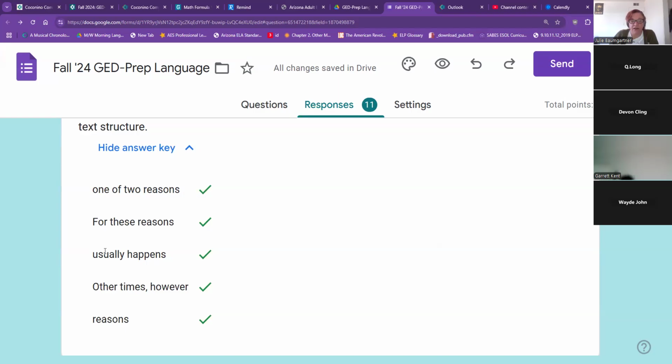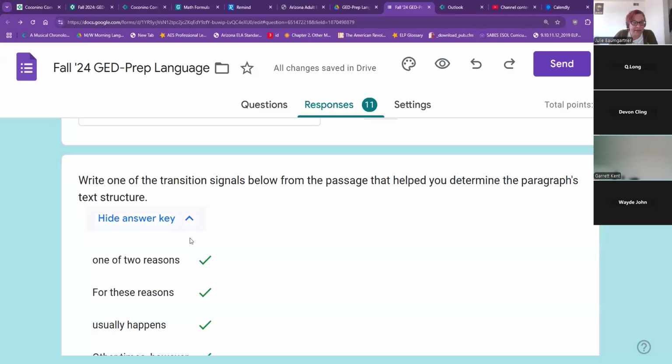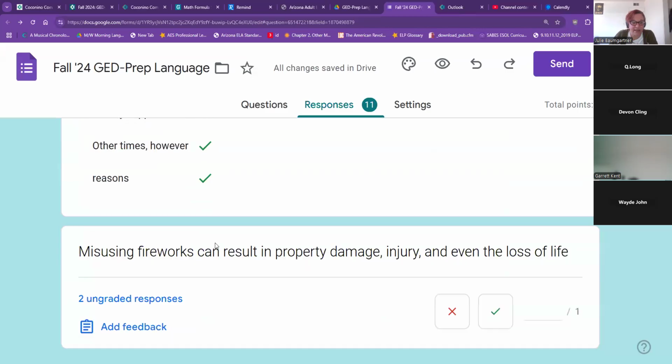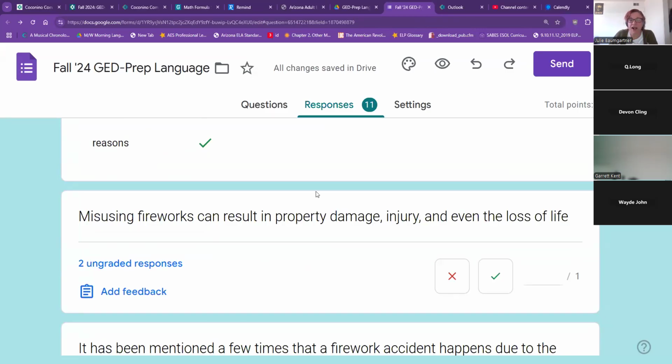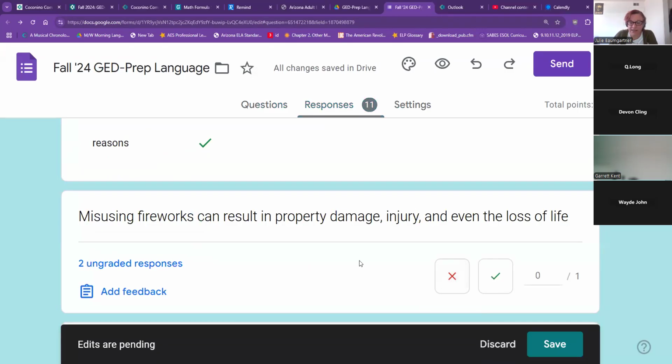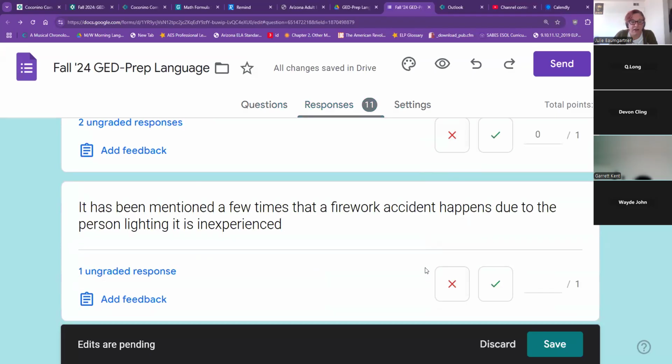But once again, the answers that I chose would be these ideas of anything that's reasons, anything like usually happens, that would be cause and effect. When we expect something that usually happens, we would generally say it's an effect, one of two reasons. So anything like that. So once again, a full sentence isn't a signal, okay?